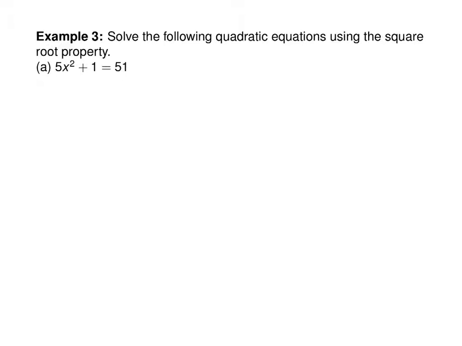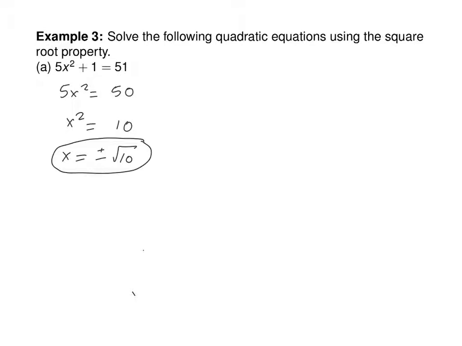So what would you do first here? Subtract 1. Great. 5x squared equals 50. Divide by 5. X squared equals 10. And is square root 10 the only answer? No, plus or minus. Plus or minus, very good. That is the one danger with square roots, is you could forget the plus or minus.